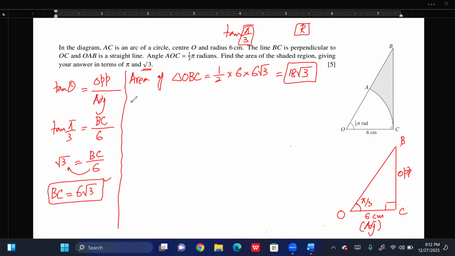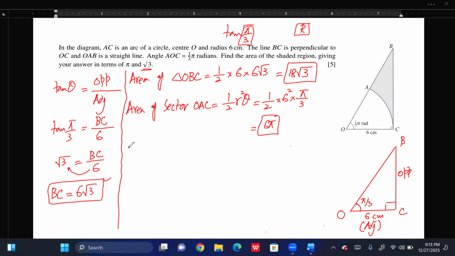Let's find the area of the sector, and the sector is OAC. Let's recall the formula of the area of a sector. It's half r squared theta. Remember, your angle should be in radians, and the angle is pi over 3. The radius is 6 centimeters squared, times pi over 3. So in this case, it's going to be 6 pi. That's the area of the sector.